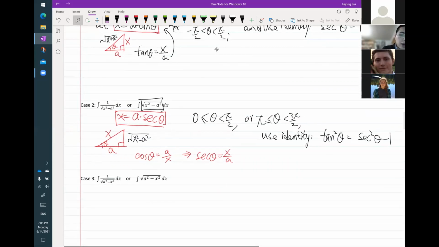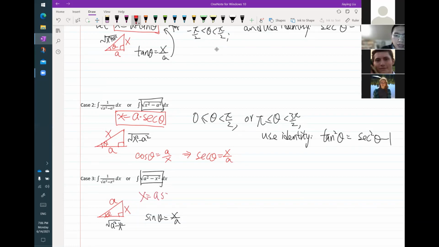The last part: if you have a squared minus x squared in a square root, and if you see that, I hope that you think about this triangle with theta here, with a being the hypotenuse, x being the opposite. So this leg here, the other leg, is just the square root of a squared minus x squared. And from the triangle, we can write sine theta equals x over a. Therefore, we can find x equals a sine theta. So that's the substitution that we will use.